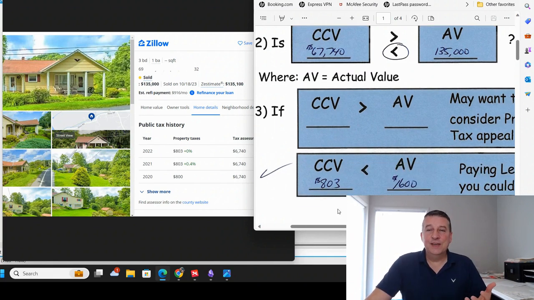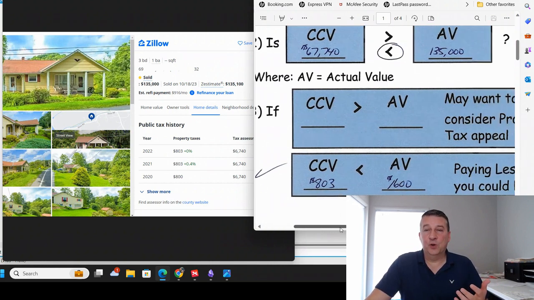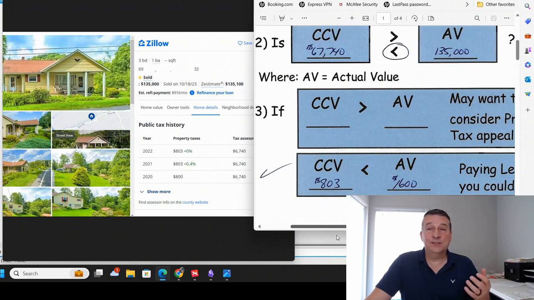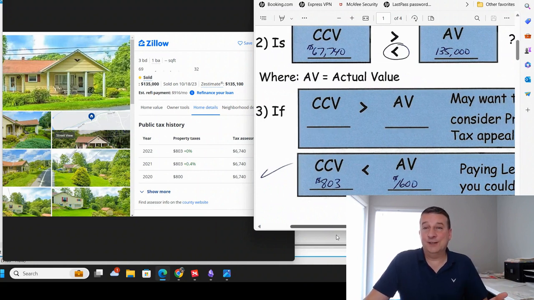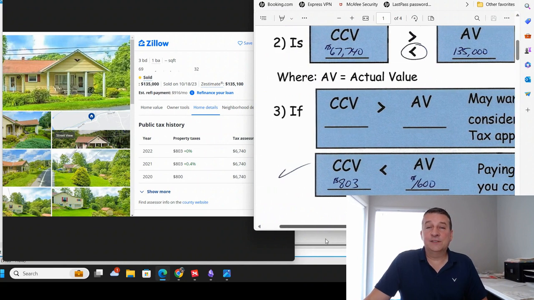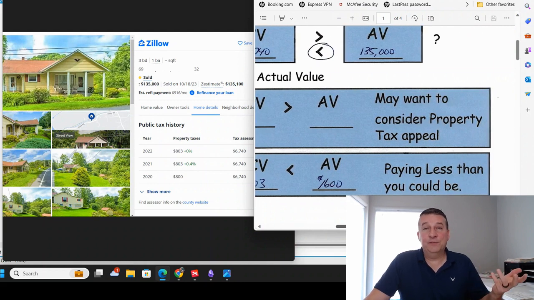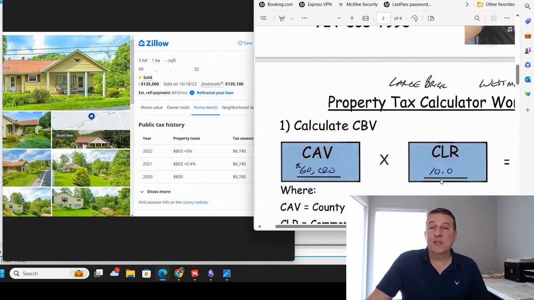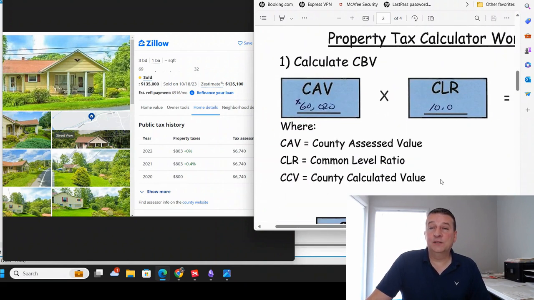So this is a pretty wide margin. In this particular case, if that's your home, you should probably be feeling pretty blessed because the county thinks that your home's worth $67,000. It's actually worth 135, and the taxes were 803, and they potentially could be up around $1,500, $1,600. So that's example number one. And then let's go ahead and take a look at example number two.